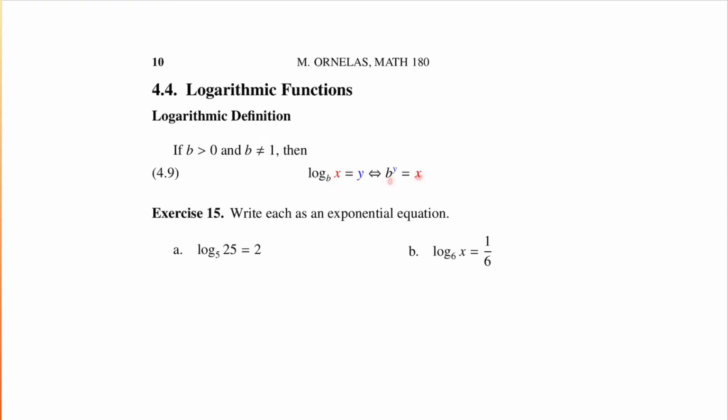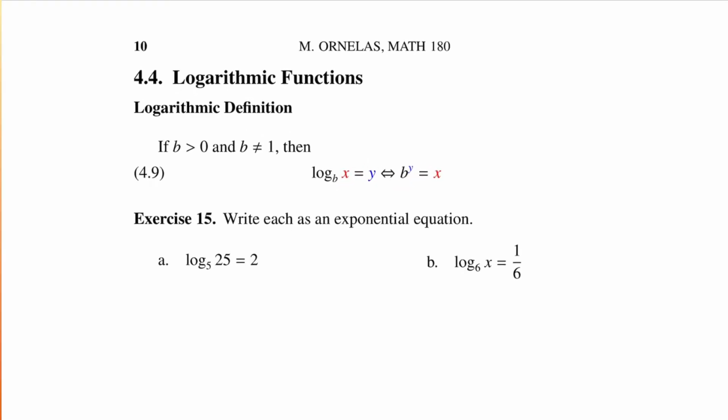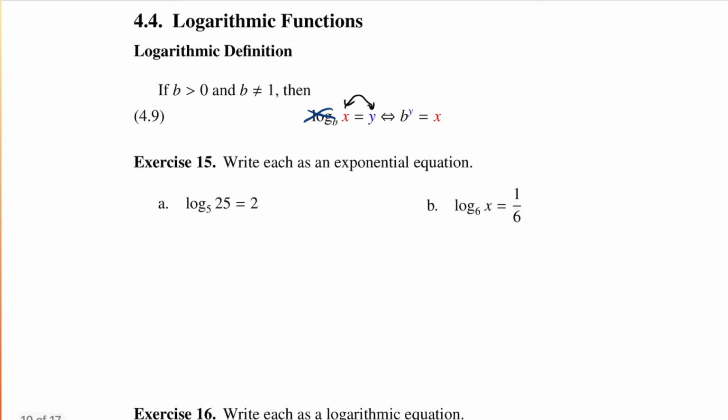So the way I like to do this is I like to cross out the word log, and then I swap these two numbers, and that's how I get b to the y, because the y goes to the left side, equals the x goes to the right side. So that's the way I like to do this. So let's do that for this first problem.